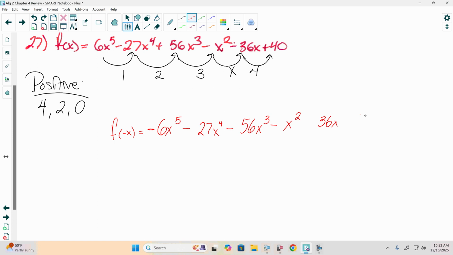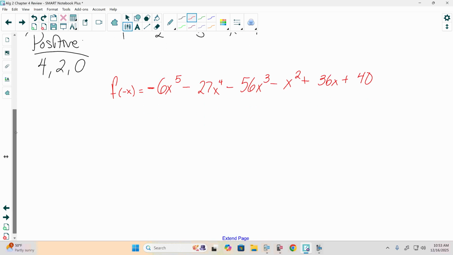We only have two terms left. The next one we have is 36x. What is its exponent? 1. 1 is odd, so we have to change it. Our last term is 40. Is there a variable? Nope. So we don't do anything with it. There's no odd or even, it's just plus 40. Because we did not plug a negative x into it, so there's no way you could change it at all. So especially finding the negative case, this f of negative x: if the exponent's odd, change the sign. If the exponent's even, leave it alone.